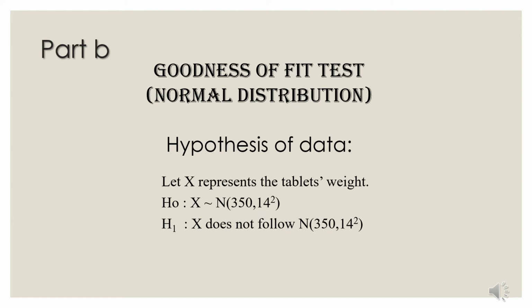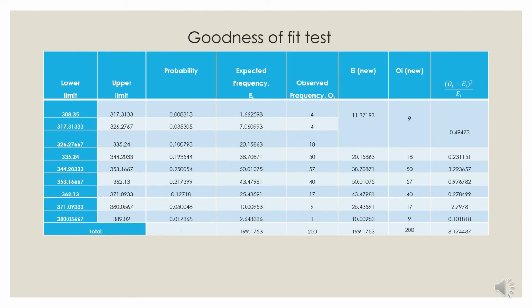First, we determined the hypothesis of our data. H0 would be that our weight sample follows the normal distribution, while H1 would be the other way around. First, we need to construct the frequency table in order to carry out the test statistics.